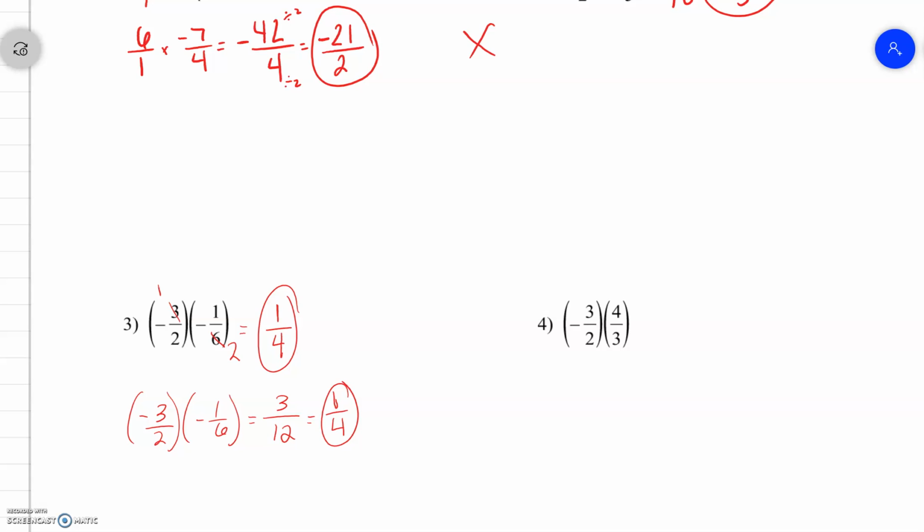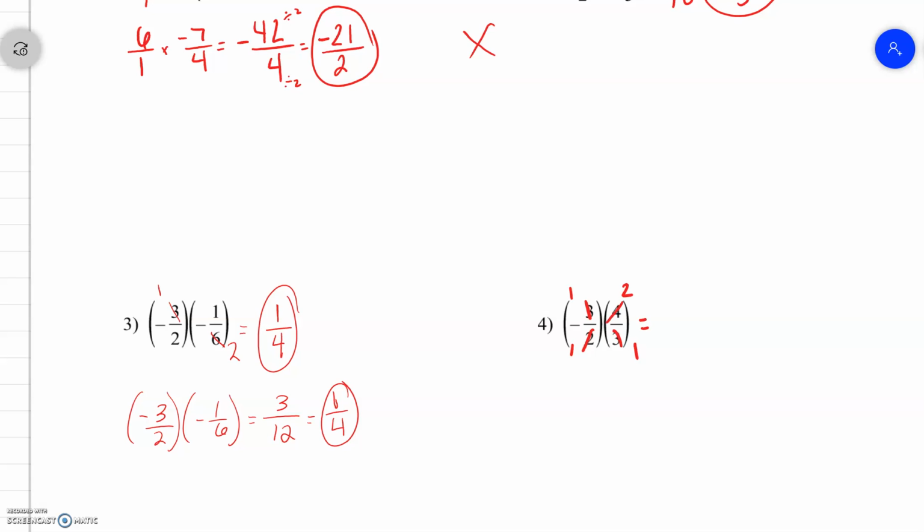Look at number 4. Number 4, we have 3 halves times 4 thirds. So I'm going to look across the fraction line to see if there's anything that can cancel out. So 3 can go into 3. 3 goes into 3 once. And also 2 can go into 4. So 2 goes into 2 once, and 2 goes into 4 twice.